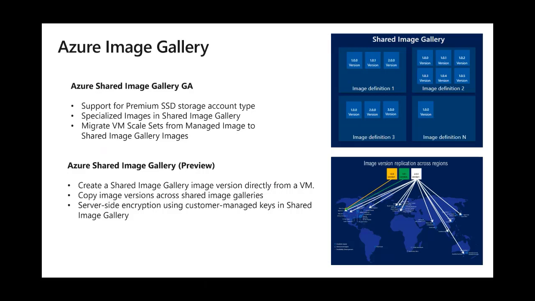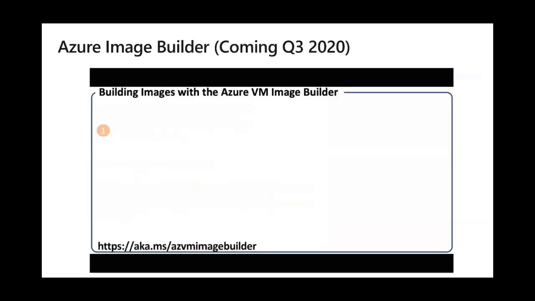And you can migrate VM scale sets from there, because previously it had its own mechanism for managing images, to this shared one. Then you can take advantage, for example, of all the geo replication, so you can push your images across the world so they're close to where you're going to deploy them from. All those features are GA. In preview, the ability to create an image gallery image directly from a VM. Just point it to a running VM and it will grab it. Also copying image versions, because it does all the versioning of those images as well. And server-side encryption with customer managed keys. Obviously, if you do that, don't lose your keys, because we won't be able to help you.